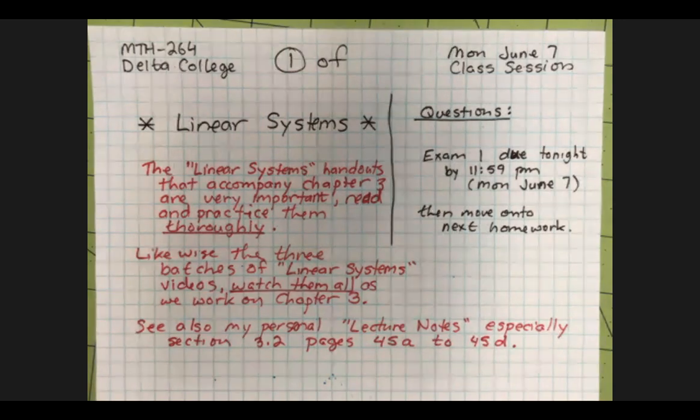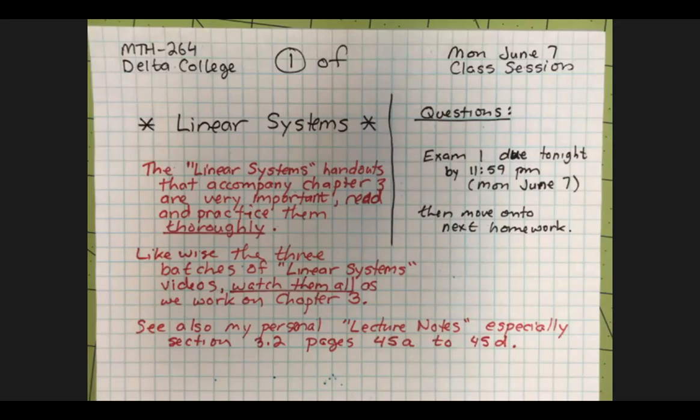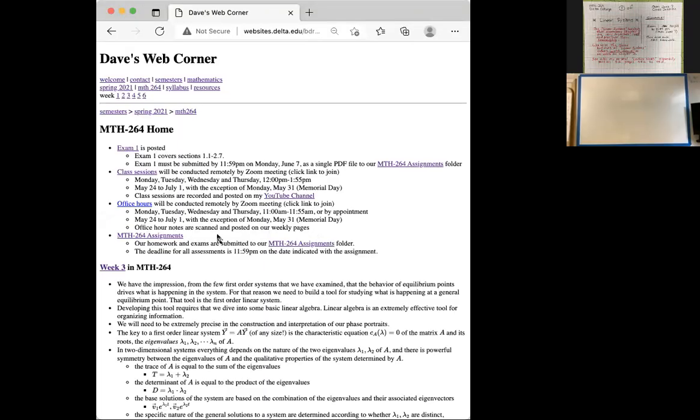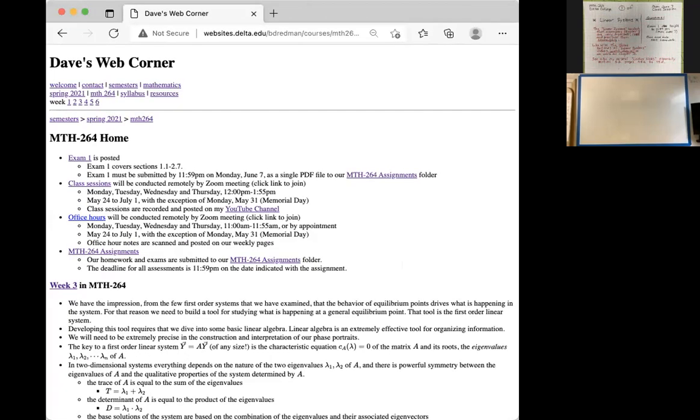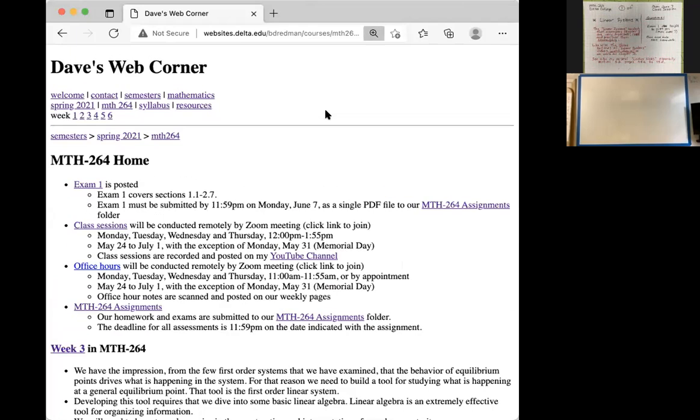So the first thing I'm going to show you, let's go to our webpage, just to give you a concept of the volume of the work we're doing. So we're looking at our website, and I'm making sure that you're looking at the website. Very good. Let me blow this up for readability.